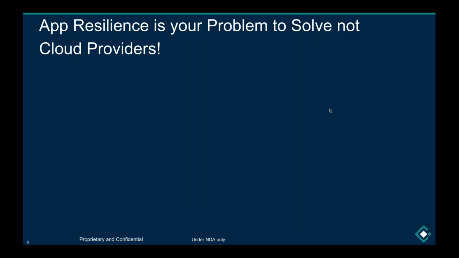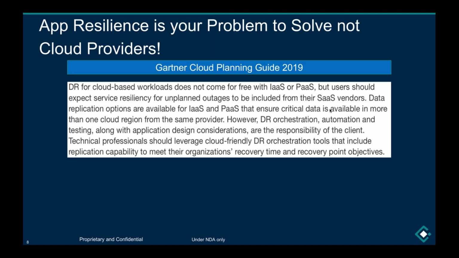Now, the application resilience, like I mentioned, is your problem, not the cloud service provider's problem. So if you think about what Gartner has been saying, if you refer to the Gartner Cloud Planning Guide, that's the latest one that you can refer to, they say the data replication options are available with the cloud providers, right? To ensure the critical data is available in more than one cloud region from the same provider. Whereas the DR orchestration, automation, testing, along with all the design considerations are customers' responsibility.